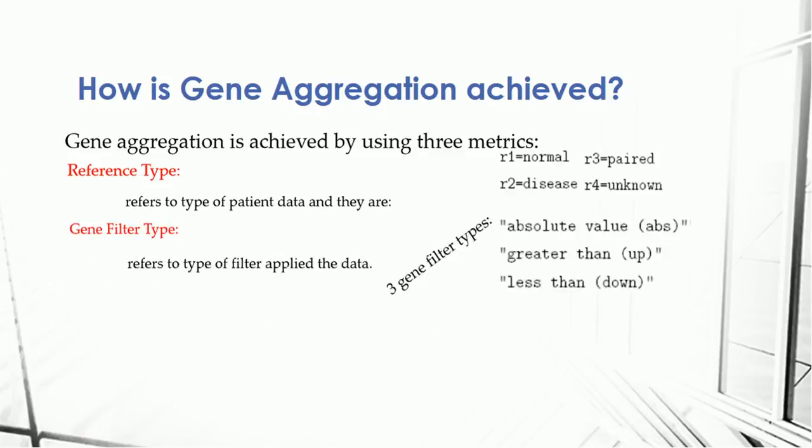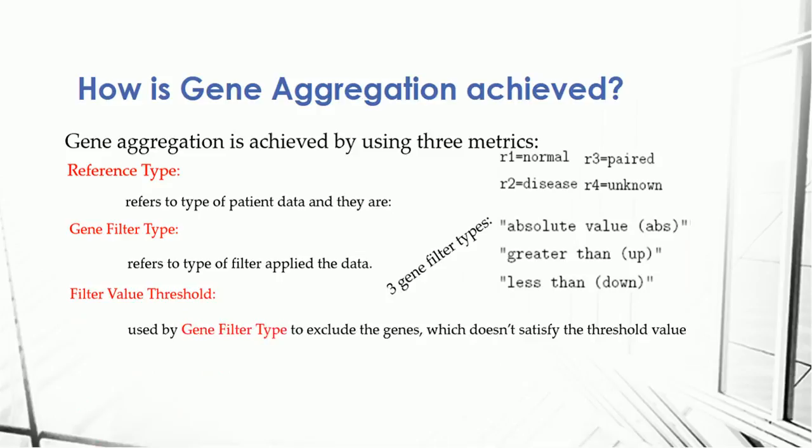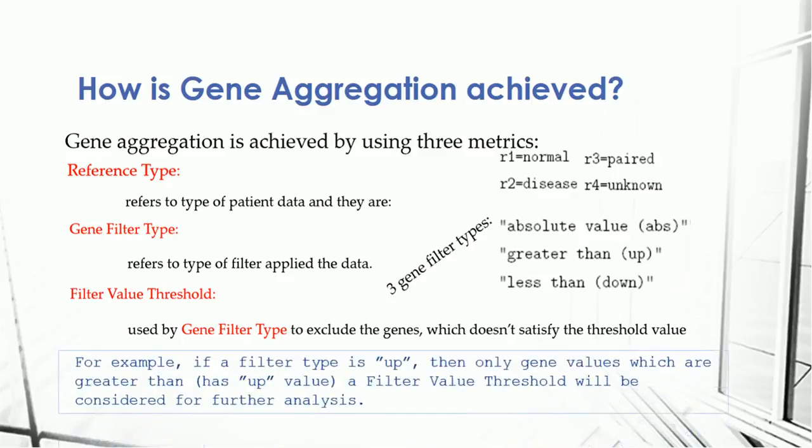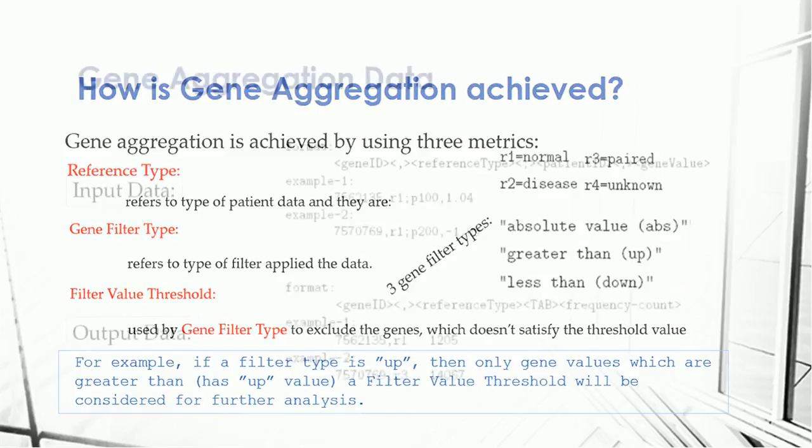The gene filter type, which refers to the type of filter applied on the data, and the filter value threshold, upon which the gene filter type will exclude the genes which don't satisfy this threshold value. For example, if the filter type is up, then only gene values which are greater than this filter value threshold will be considered for further analysis.